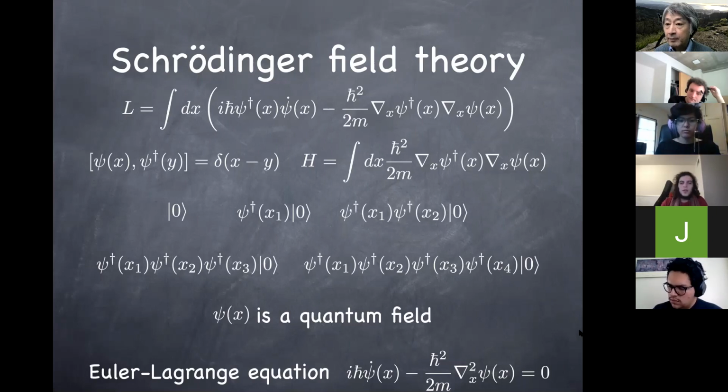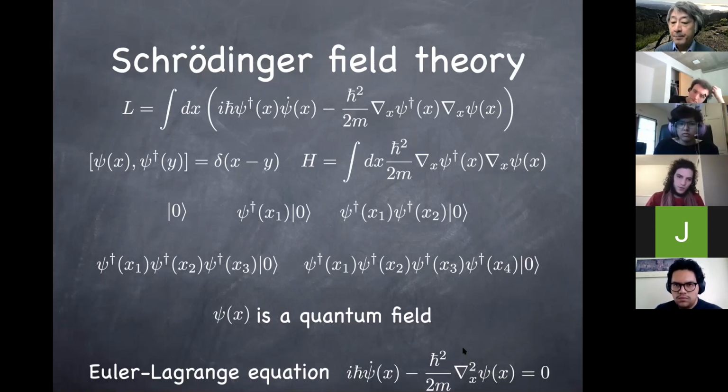When you derived the Euler-Lagrange equation, you used the derivative with respect to psi dagger. Shouldn't there also be another term with respect to psi and the time derivative? That's a good question too.